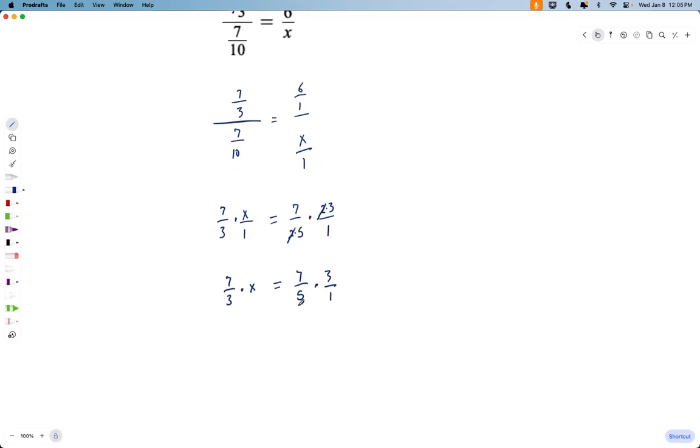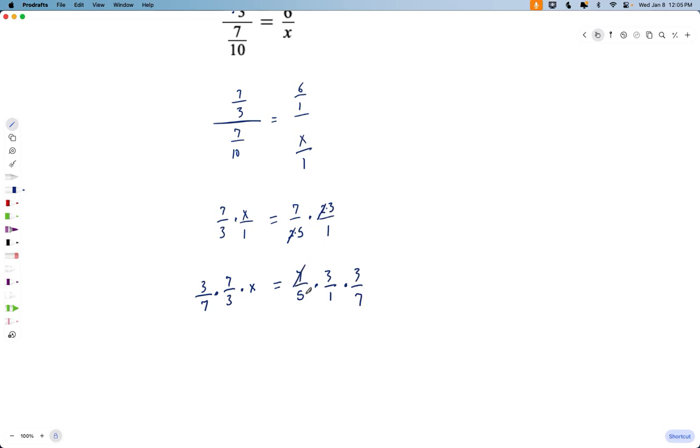So the reason I'm not going ahead and multiplying that is because I know that I've got to multiply this whole thing, 7 over 3 times x, by the inverse. Well, it is the reciprocal. It's the inverse fraction. So 3 over 7 times this side, and I've got to do it on this side too. So 3 over 7.